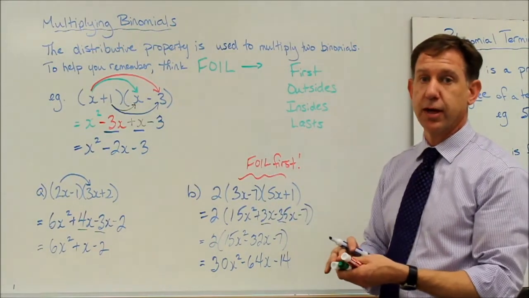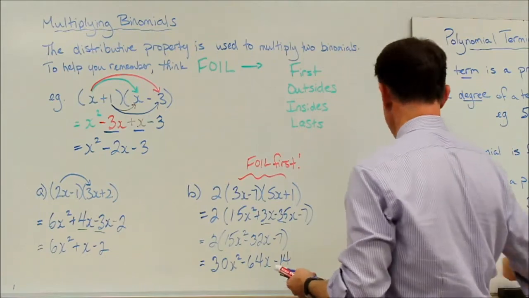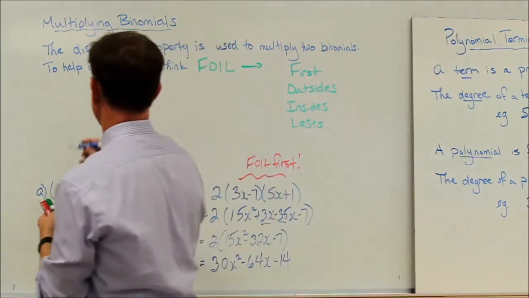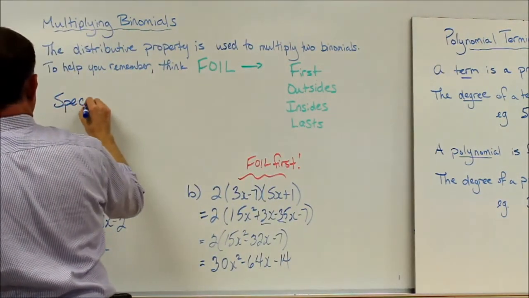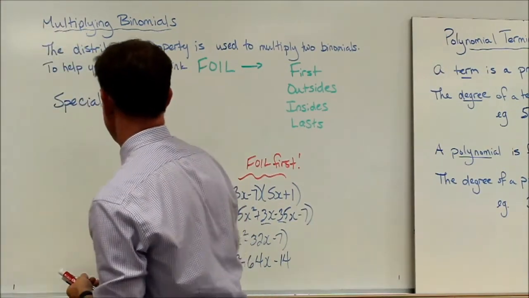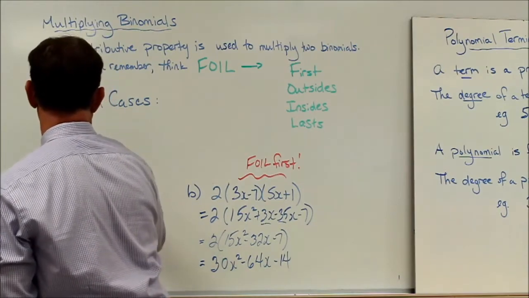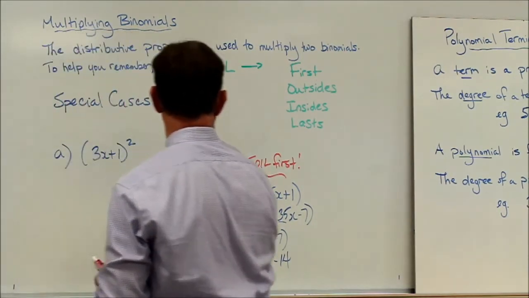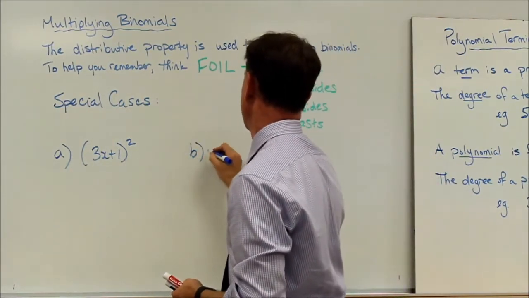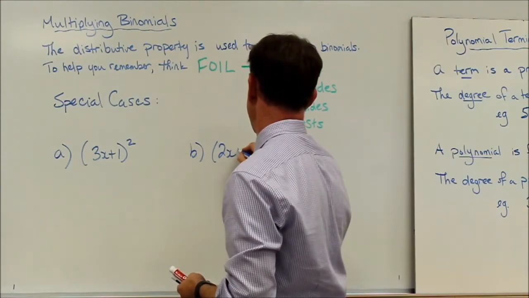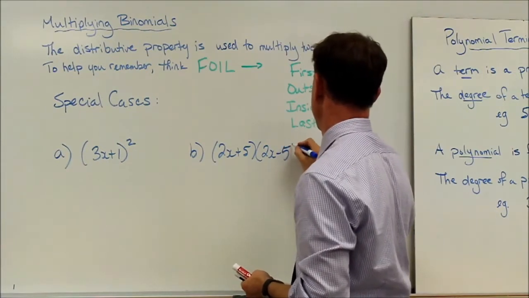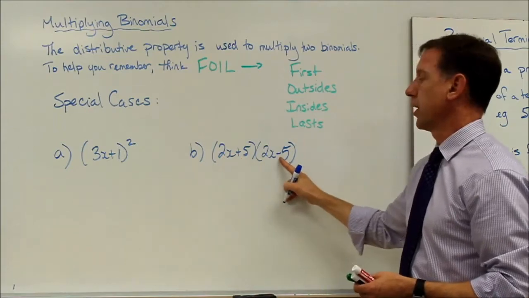Now, there are some special cases that I do need to show you, so I'll just quickly do that as well. A binomial multiplied by itself. And secondly, we've got a binomial that looks the same, except one has a plus sign and one has a minus sign.